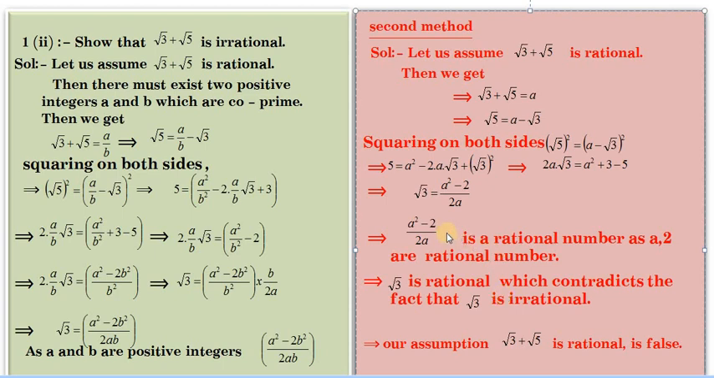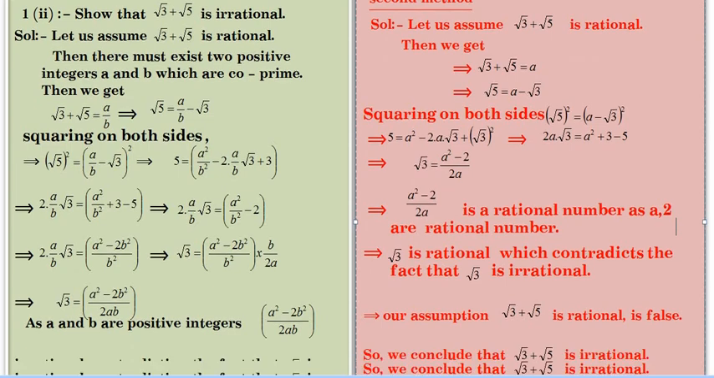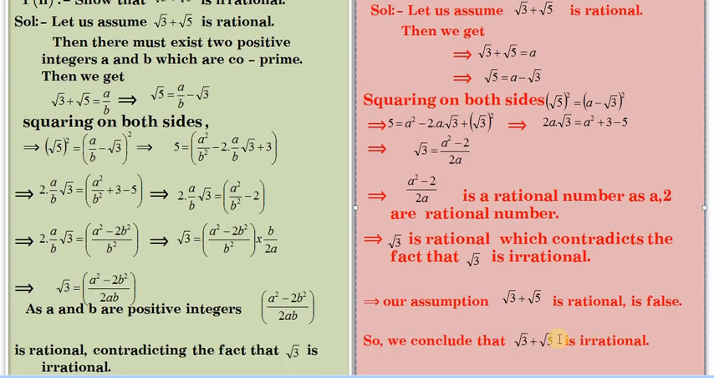So the statement we get here contradicts the fact that root 3 is irrational. That means our assumption is wrong. So what is the assumption? Root 3 plus root 5 is rational is false. That means root 3 plus root 5 is irrational. So like this, some complicated steps can be reduced by taking the integer form.